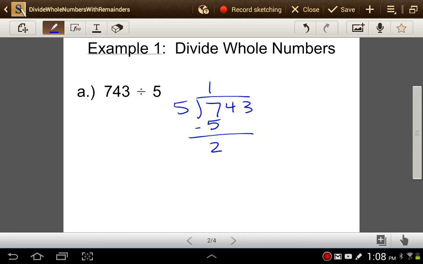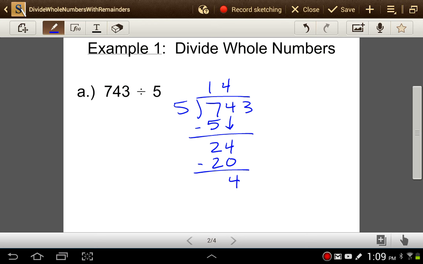Okay, I have a 2, so I'm going to bring down the 4. 5 goes into 24 4 times. 5 times 4 is 20. I'm multiplying the 5 times that 4, and that's 20. I'm going to subtract, and that gives me 4. Again, everything is lined up.